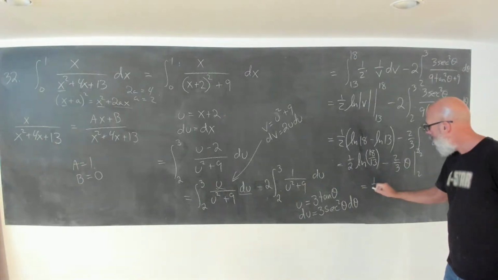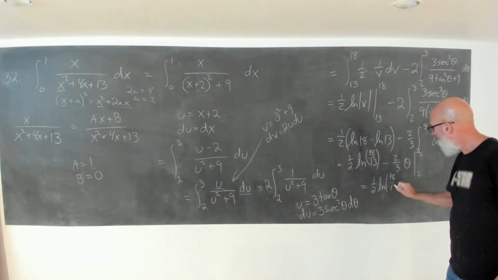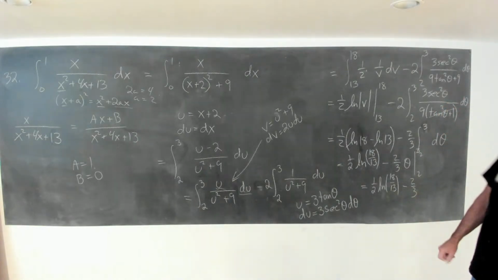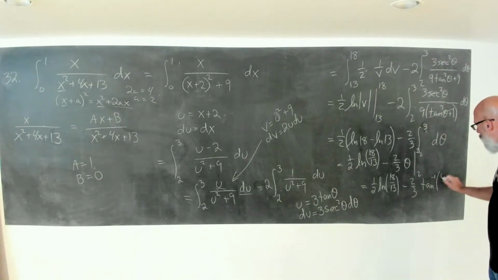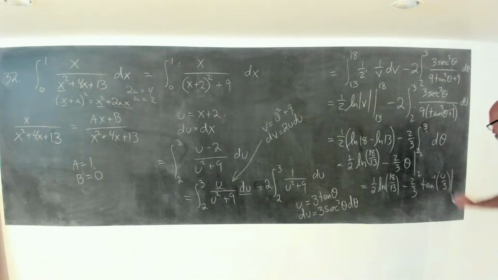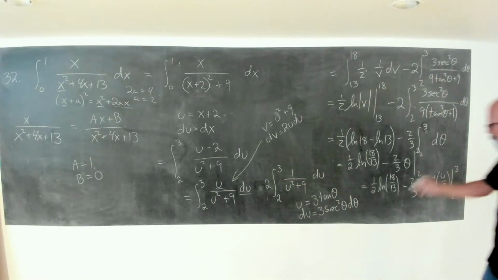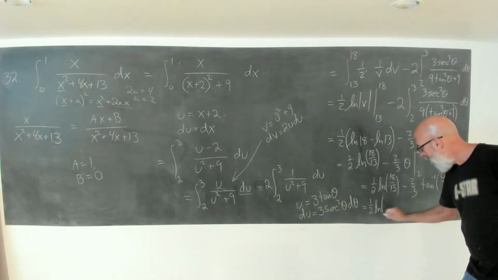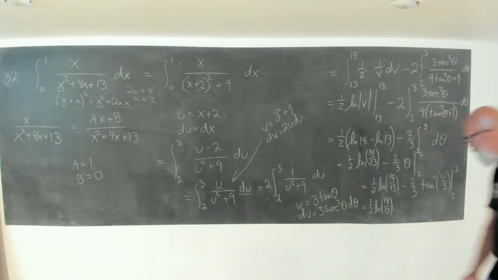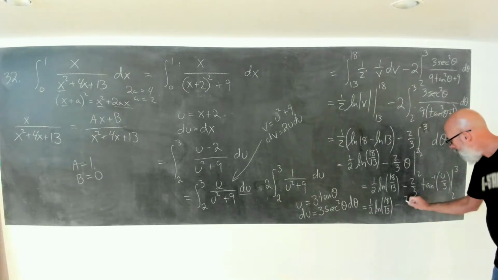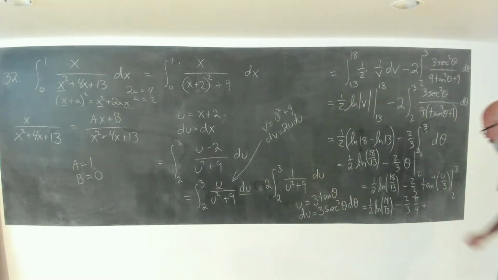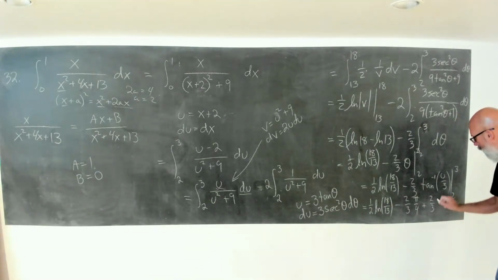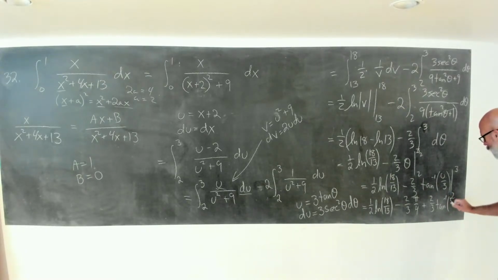And theta is arctan of u over 3. And the limits were in terms of u, so we can just plug that in. Arctan of 1 is pi over 4. And 2/3 arctan of 2 over 3. And I don't know what that is.